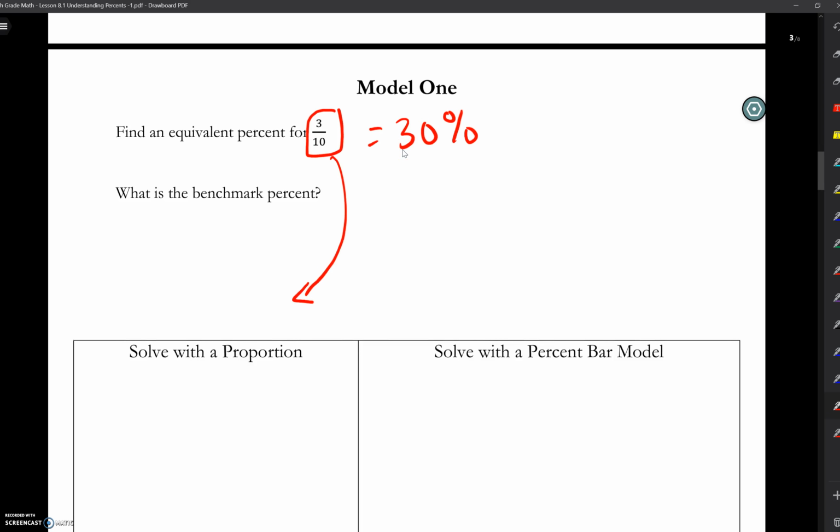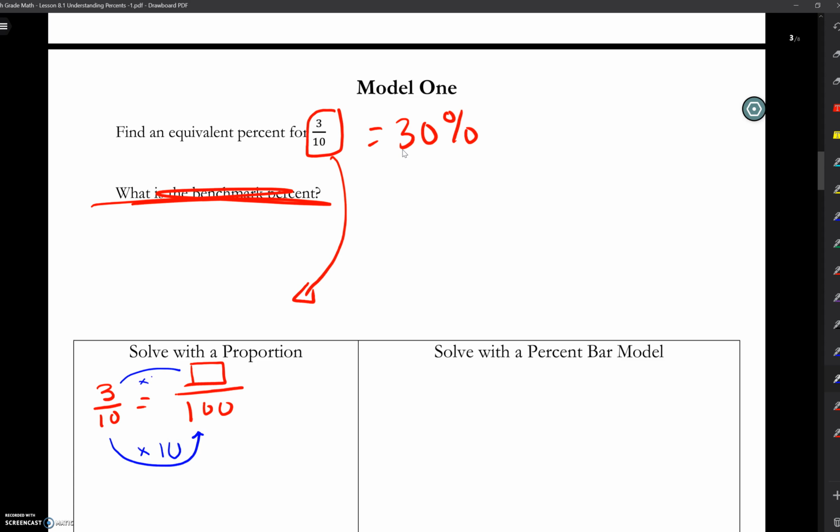So I'm going to take this, and we're going to skip this part here, and I'm going to go 3 over 10 is equal to 100 over, I don't know yet. And so now I'm going to multiply 10 times a number, which equals 100, so 10 times 10, and then I multiply here, and I get 30. And so this would equal 30 out of 100. Remember, we're talking about percents, so this would be 30%.